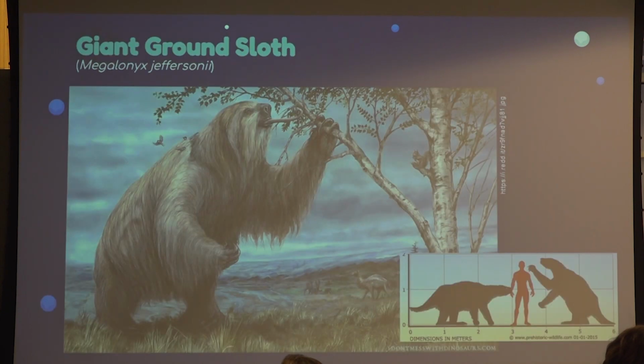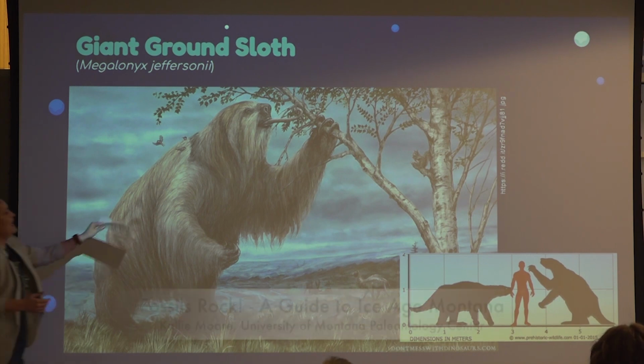We also had giant ground sloths. So we actually had 2 different species of giant ground sloth, but I'm just going to show you the big one. This is Megalonyx, the famous one that Thomas Jefferson saw the claws from, and he was like, "It's a giant lion, go find it." It wasn't, it was a ground sloth.